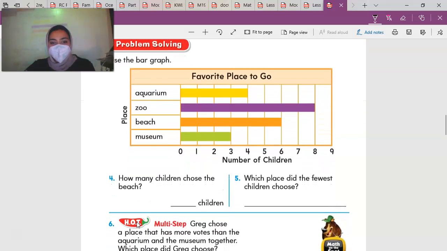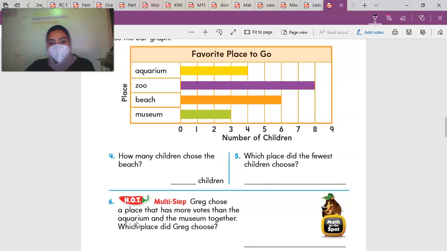It says use the bar graph again. What's the very first thing I'm going to do when I look at this bar graph, class? Read the title. Read the title. What is the title? Read it. Favorite place to go. And what is this called on the bottom? Number scale. It's called a number scale. It tells me how many kids went to this place.